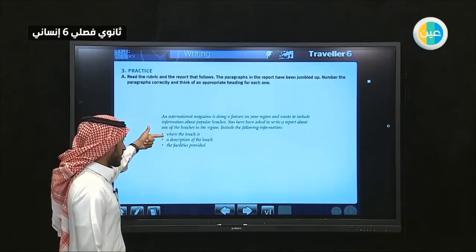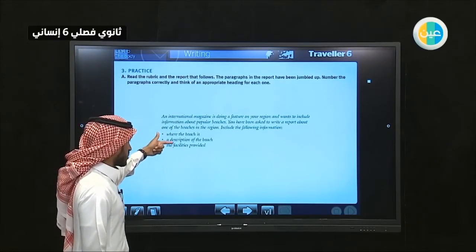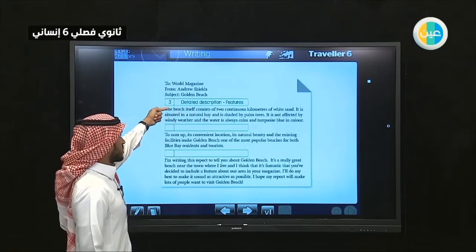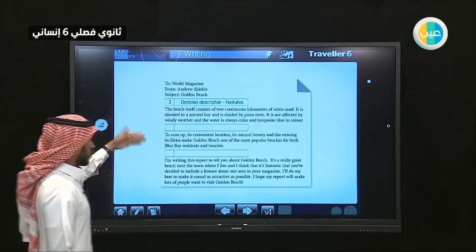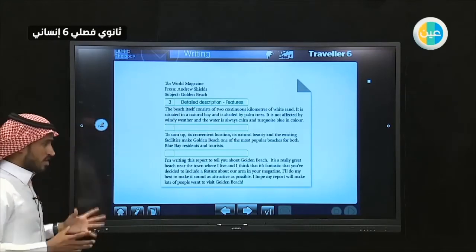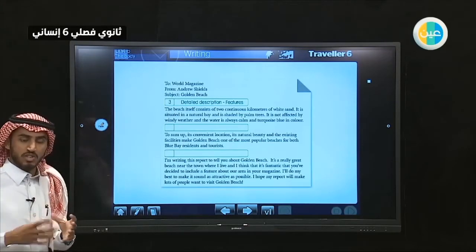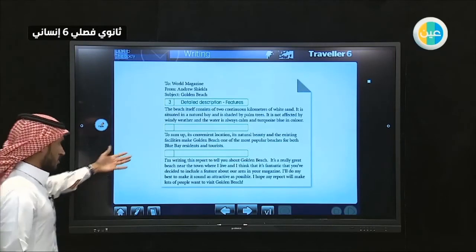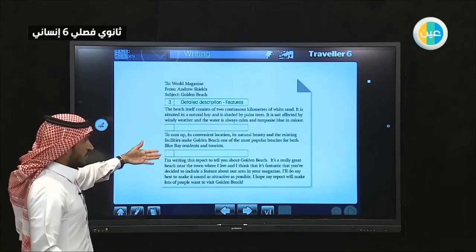But it is not a location and not the facility. So it is a description. A detailed description. So it is number 3. Okay, after that, to sum up means to summarize, to give you the conclusion of something. So we're talking about the end of the report.